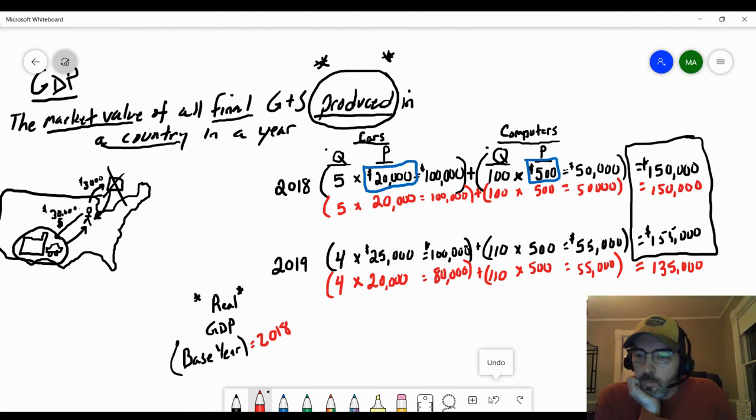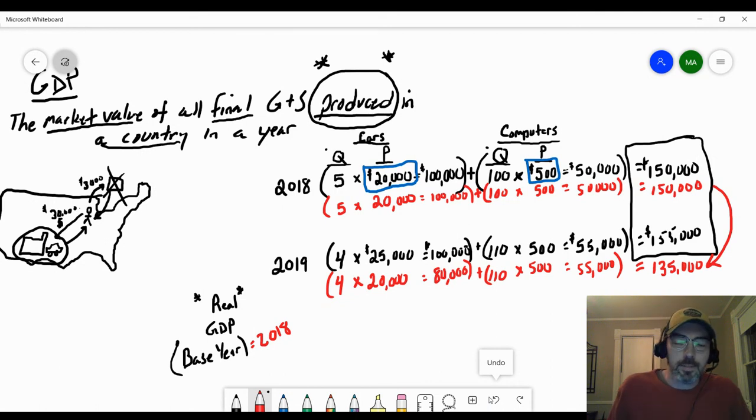So now take a look at this. If we are looking at real GDP, it decreased from 150,000 to 135,000. So it turns out that our country, when we keep prices stable or constant, or you might say we adjust for inflation, we eliminate inflation, our country actually did worse from 2018 to 2019. Our real GDP decreased. And that's because we produced fewer cars, and cars are just so valuable that the fact that we produce fewer cars cannot be offset by producing just a little bit more computers.